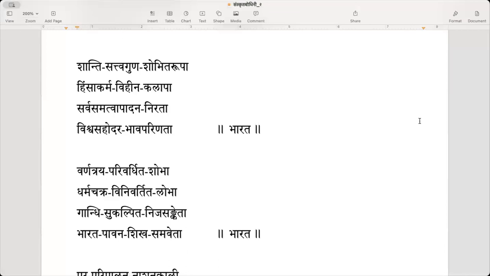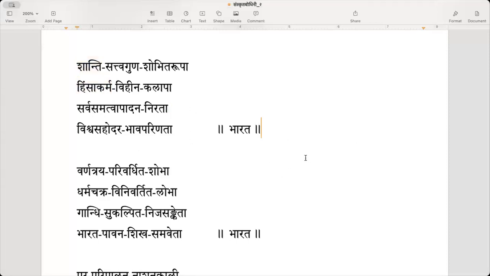Kalapa, how do I translate that word? Shobhita Rupa, she is decorated by sattvaguna and peace. Then Kalapa means a group, and also an ornament. You can take it as an ornament, so that may fit better here. She is the ornament which is devoid of any himsa karma, any sort of violence. The activities are all ahimsa.